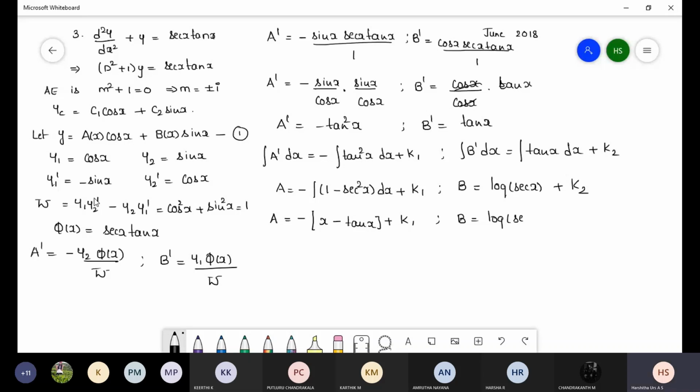After finding out a and b value, substitute in the equation 1. Therefore, y is equal to, multiply with the minus sign, so tan x minus x plus k1 whole into cos x, plus log of secant x plus k2 whole into sin x. This is the procedure.